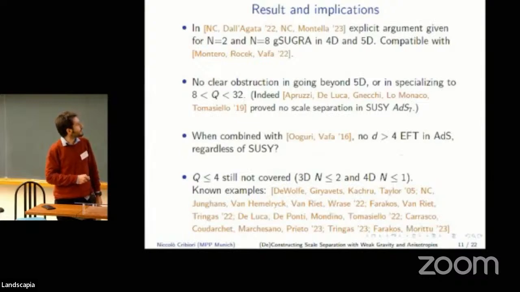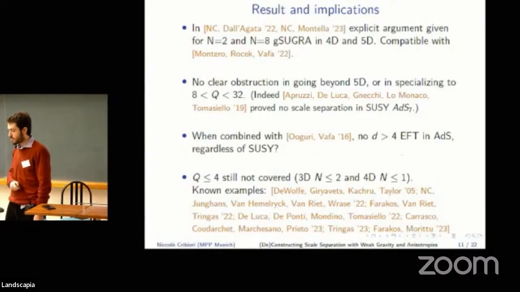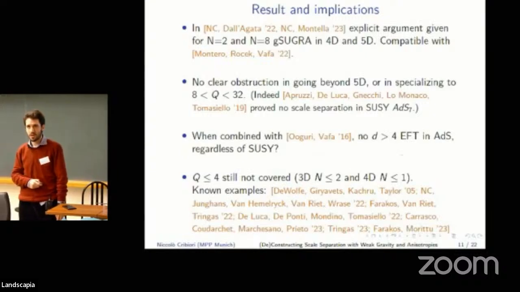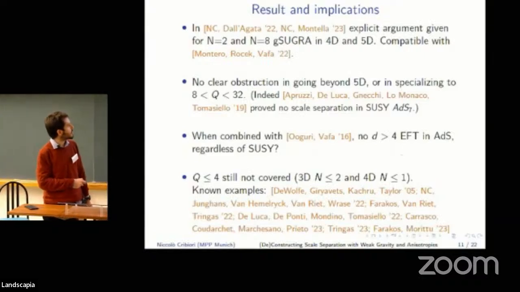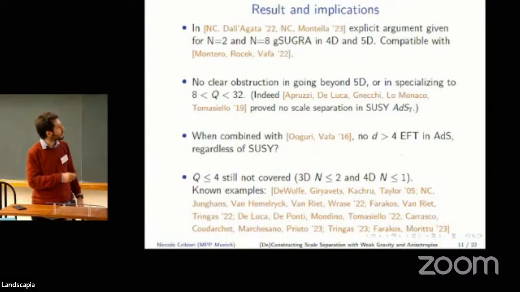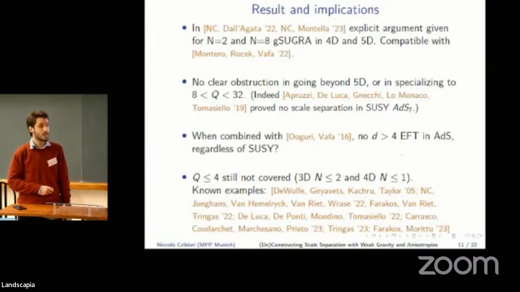You can be a bit more brave. You can combine this with other conjectures, for example, those saying that non-supersymmetric anti-de Sitter vacua are unstable. And this will probably tell us that there are no really lower dimensional effective field theories in anti-de Sitter regardless of supersymmetry, but these are yet a further step.